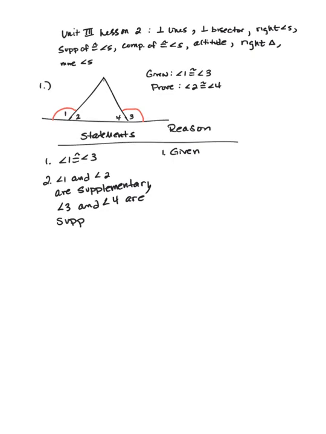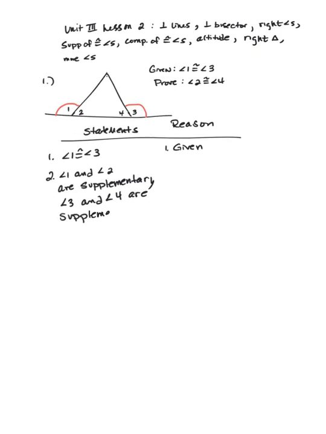You can abbreviate supplementary if you want. Okay, so the reason that these are supplementary is because you have linear pairs. Linear pairs are supplementary. Now you can write that out, or you can just do what I did, make this a little flow chart: linear pairs, then they're supplementary. So with this proof, you can now jump and say that angle 2 is congruent to angle 4.